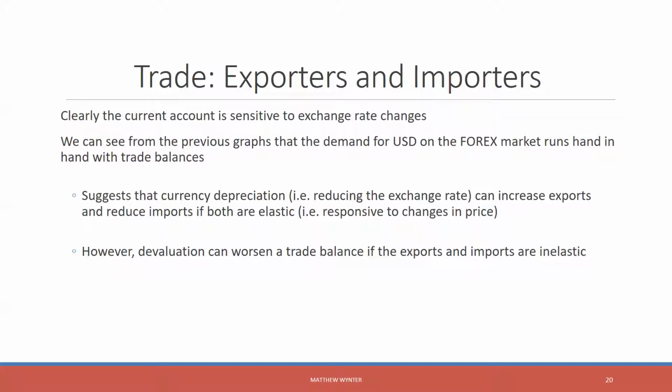And the way to think about that, if our country is importing and exporting goods that really aren't super sensitive to exchange rates, devaluing the currency won't help to export more. Devaluing the currency won't help to reduce imports. Not that that should be an objective at all.